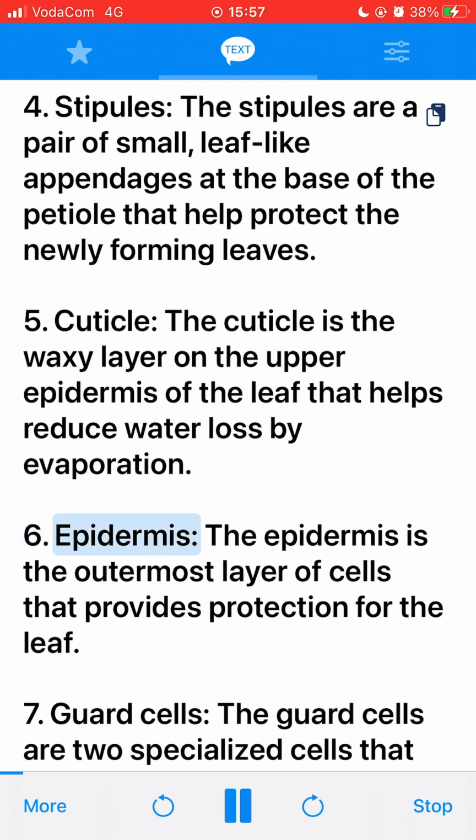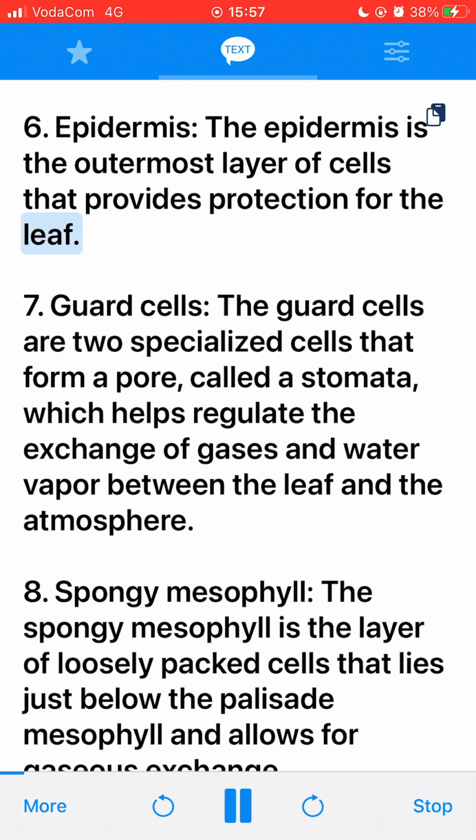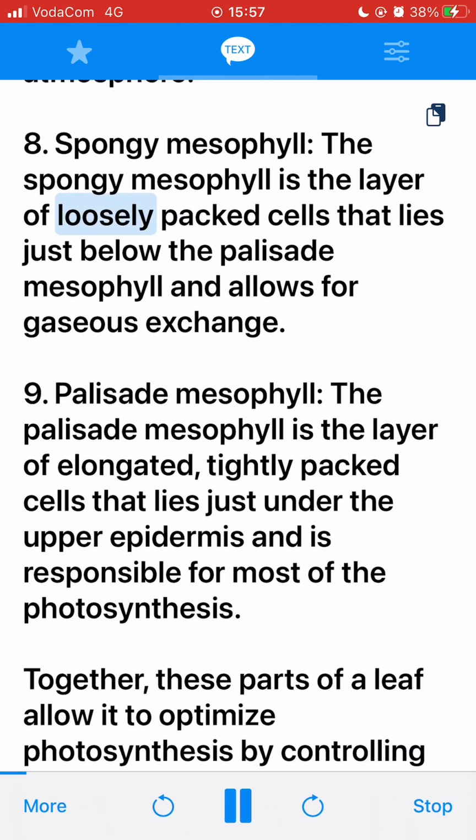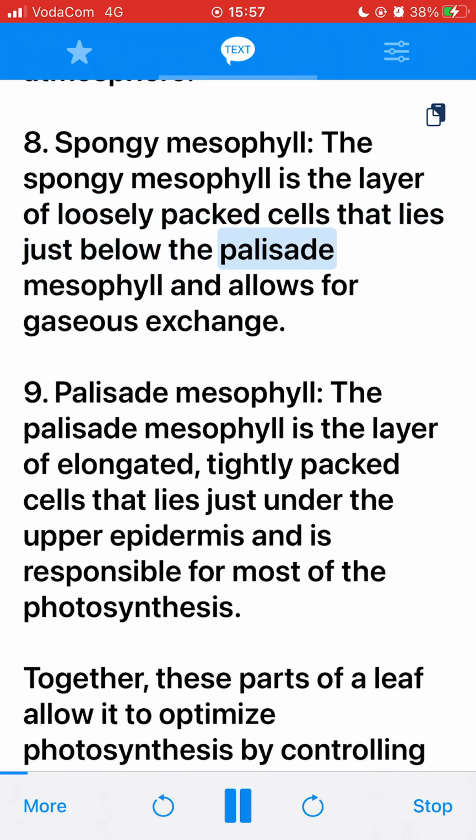6. Epidermis. The epidermis is the outermost layer of cells that provides protection for the leaf. 7. Guard cells. The guard cells are two specialized cells that form a pore, called a stoma, which helps regulate the exchange of gases and water vapor between the leaf and the atmosphere. 8. Spongy mesophyll. The spongy mesophyll is the layer of loosely packed cells that lies just below the palisade mesophyll and allows for gaseous exchange.